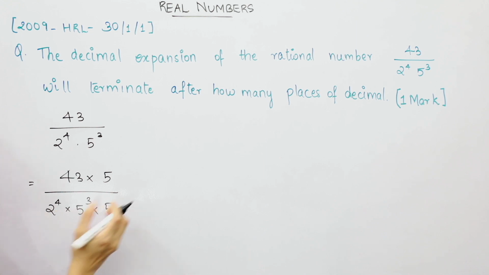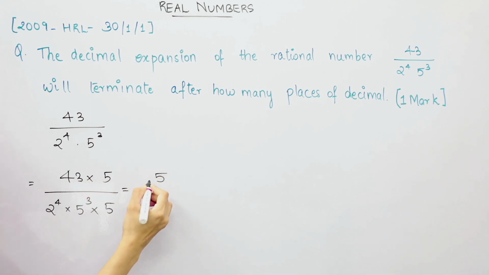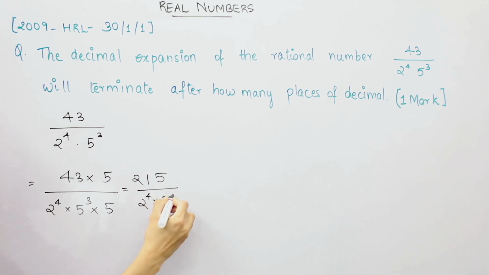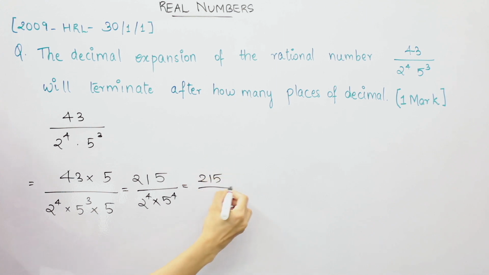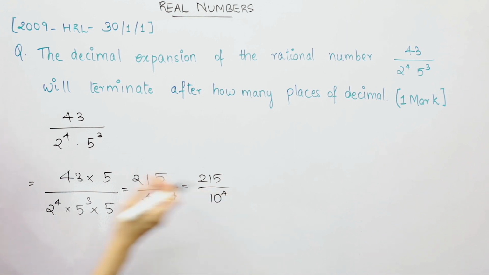Now let's simplify this. 5 3's are 15, 5 4's are 20, 21, and the denominator becomes 2 raised to 4 into 5 raised to 4, which is 10 raised to 4. So we get 215 by 10 raised to 4. Here the denominator is 10 raised to 4, which means it will have 4 decimal places. So the number of decimal places is equal to 4.